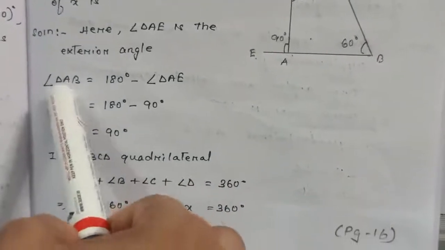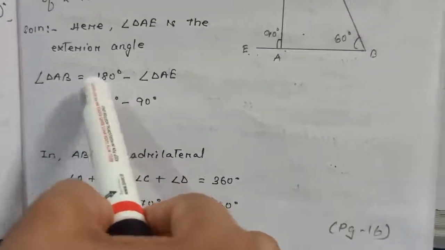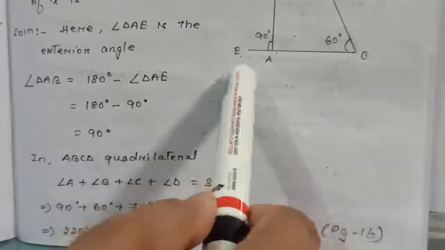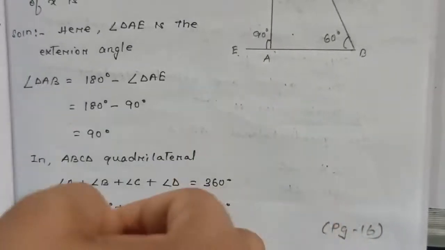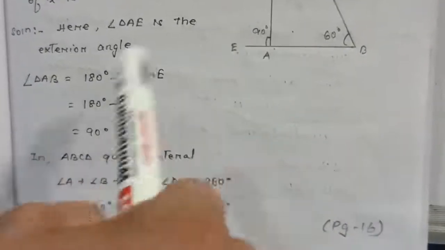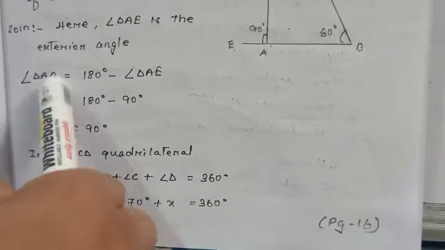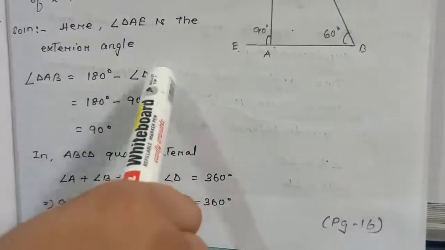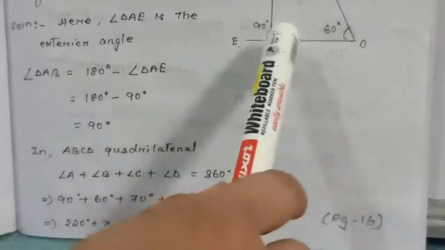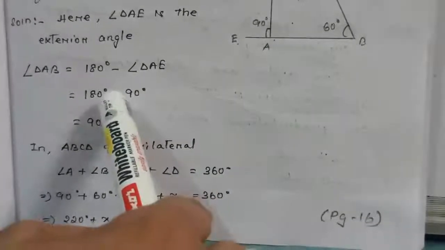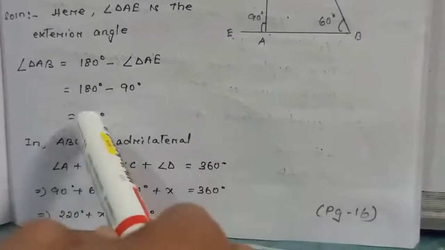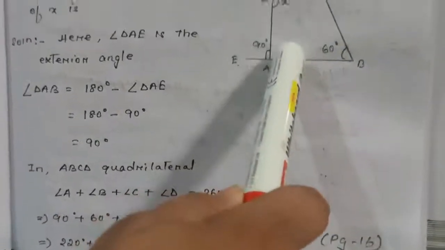So angle DAB is equal to how much? 180 degree minus angle DAE. This will come from your formula. Interior angle plus exterior angle is equal to 180 degree. Okay. So your interior angle we have to find out. So 180 degree minus exterior angle. 180 degree minus, since this one is 90. So my 180 degree minus 90. That is your 90. Means this angle is 90.